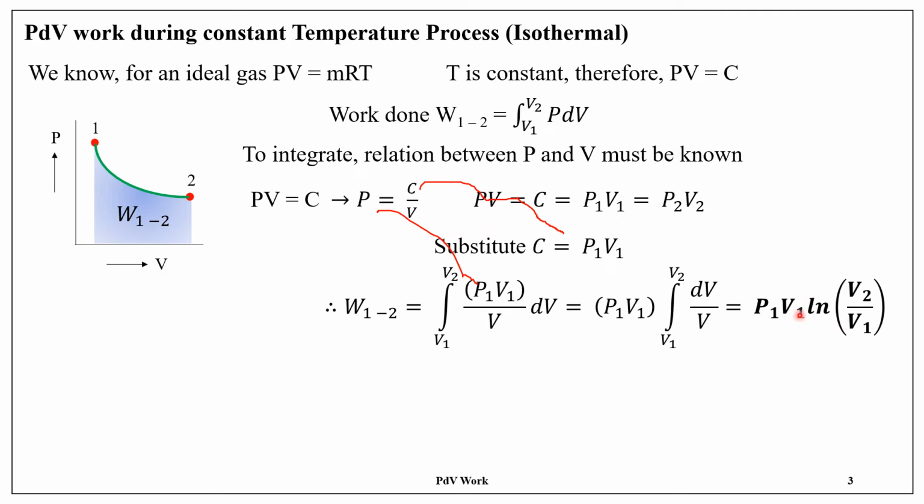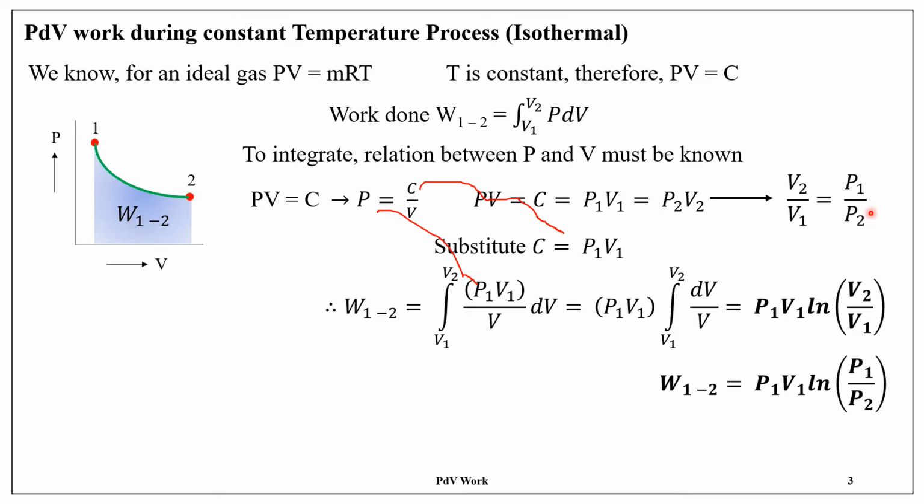So this formula can be altered. What is that alteration? Instead of V2 and V1, we can use pressure. For that, we need to know the relation between pressure and volume during an isothermal process. So what is that? Using P1 V1 equal to P2 V2, we can write V2 by V1 equal to P1 by P2. So this V2 by V1 in the work done expression can be replaced by P1 by P2.